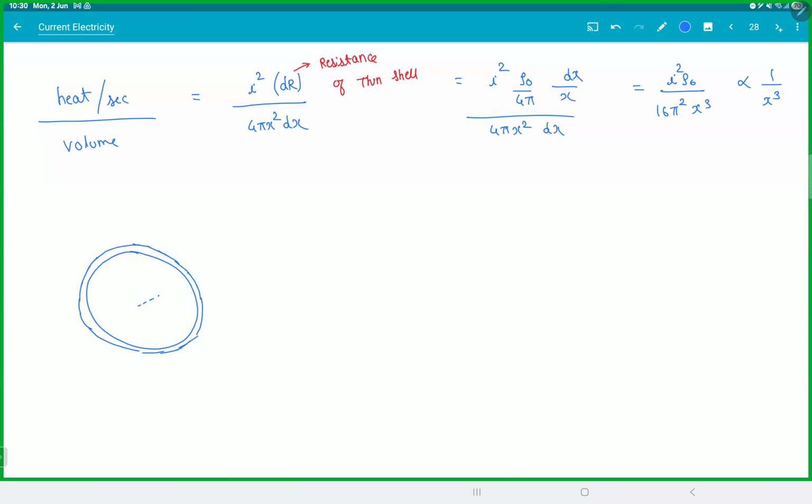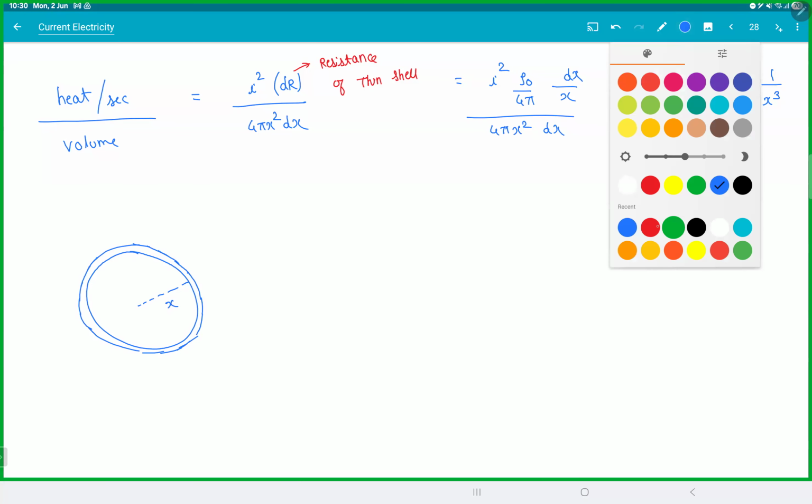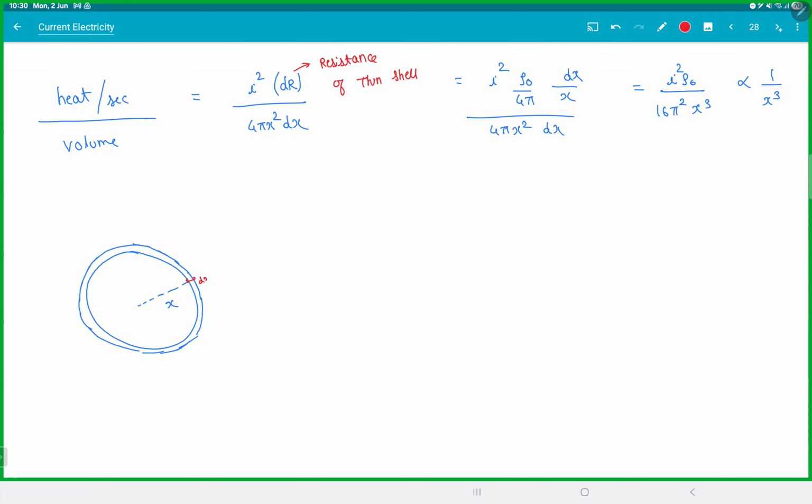If you take a thin shell at a distance x, in this thin shell the thickness is dx and the current flowing is I. So dV is the potential difference across the thin shell, that is I into dr, Ohm's law. The potential difference across the thin shell is current with a minus sign, because potential will drop, into dr.